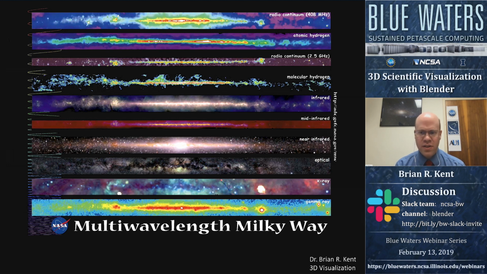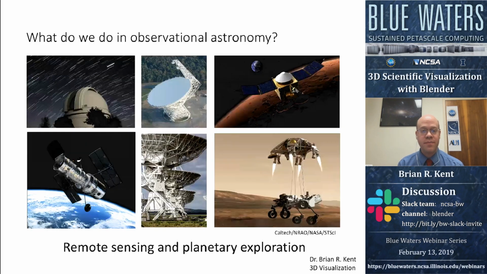Neutral hydrogen, molecular hydrogen, the infrared, the dust emission that we see with infrared telescopes, and then going all the way up to the high energy X-ray and gamma ray emission. So depending on what kind of wavelength and frequency you look at and what kind of telescope you're using, you're going to see a different view of phenomena in the universe.